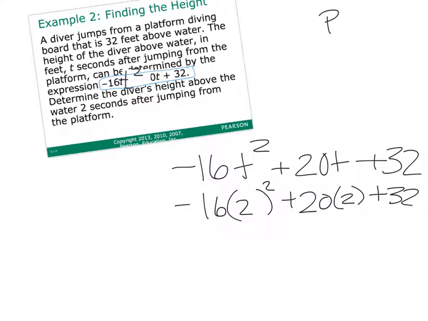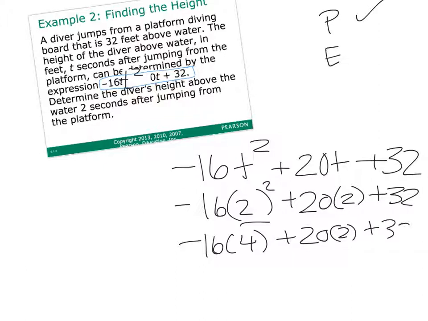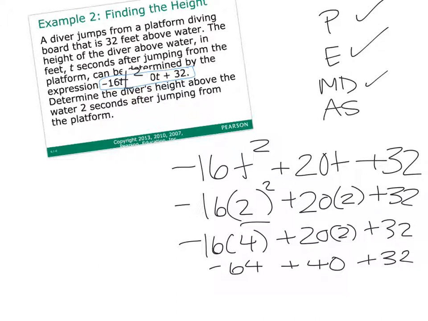All of your groups have been simplified. Simplify your exponentials next. So I have a 2 squared that needs to be simplified. Complete any multiplication and division after that. So I have a negative 64, or negative 16 times 4, which is a negative 64. I have a 20 times 2, which is a 40. And then complete addition and subtraction from left to right. So from left to right, I have negative 64 plus 40, that's negative 24. And then negative 24 plus 32 would be positive 8. Don't be afraid to use your calculators to deal with the negative numbers, okay?